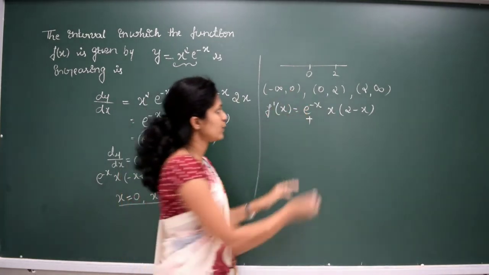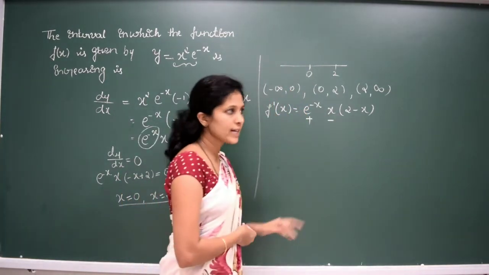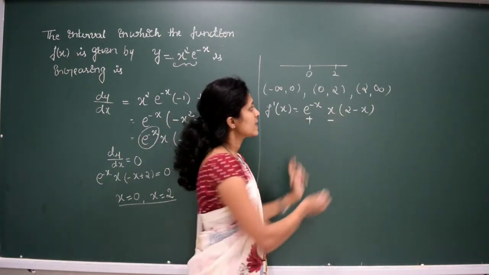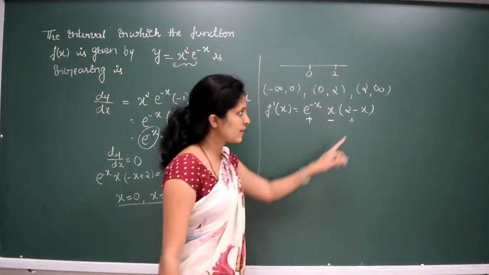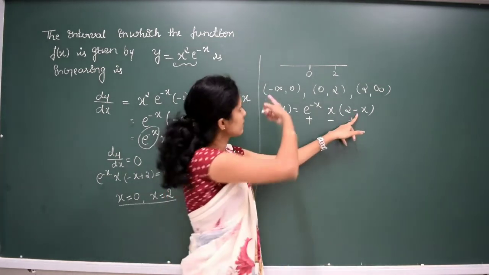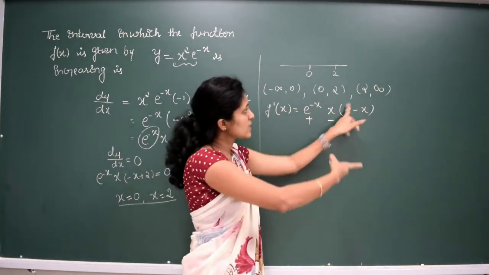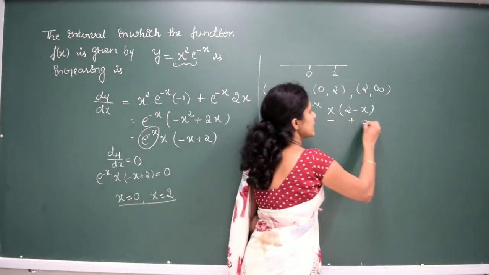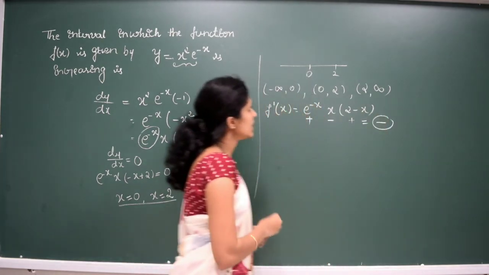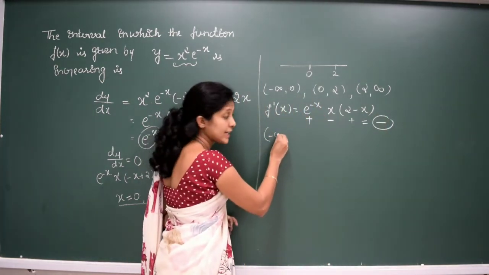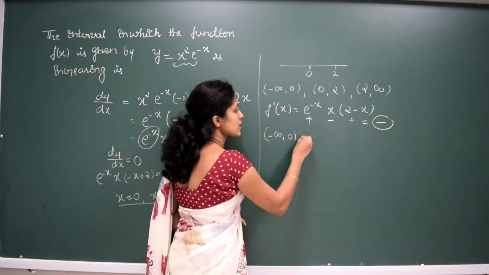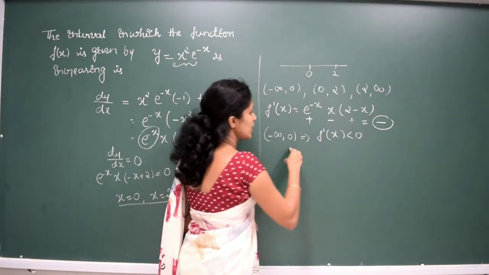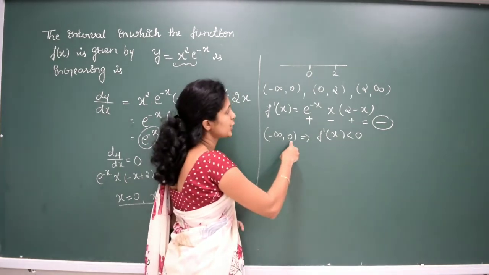If I consider a negative value of x, so this will be minus, right? So 2 minus of minus, right? So this will be plus. Is it clear? 2 minus of a minus value, so it will be plus. Plus into minus will be minus. Minus into plus will be minus. So this will be minus in the interval. Is it clear? If I consider the interval minus infinity to 0, the function f dash of x is less than 0. So it is decreasing in the interval minus infinity to 0.